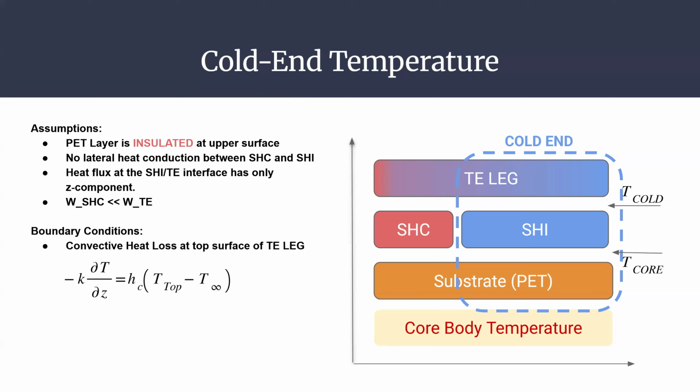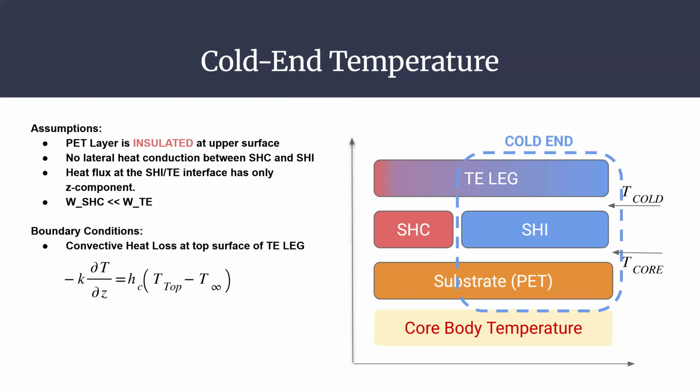The second assumption that we made is there is no lateral heat conduction between the SHC and SHI to simplify the system. The third assumption that we made is the heat flux at the SHI TE interface has only Z component, and this is justified by the fact that the width of the SHC is way smaller than the width of the TE leg.